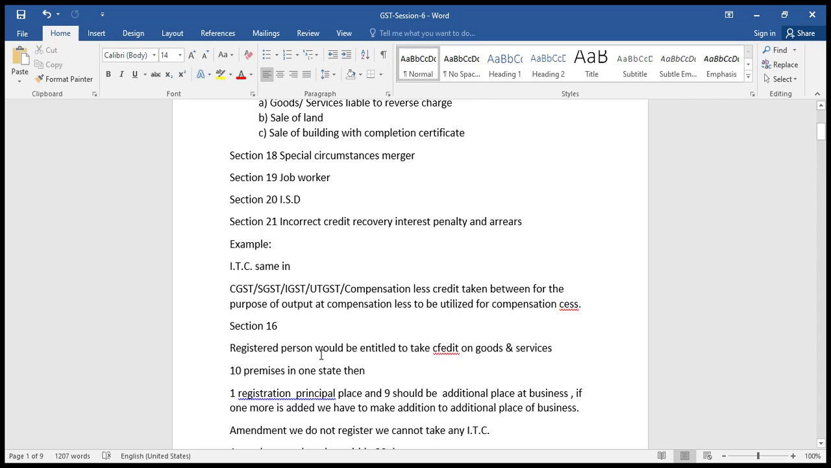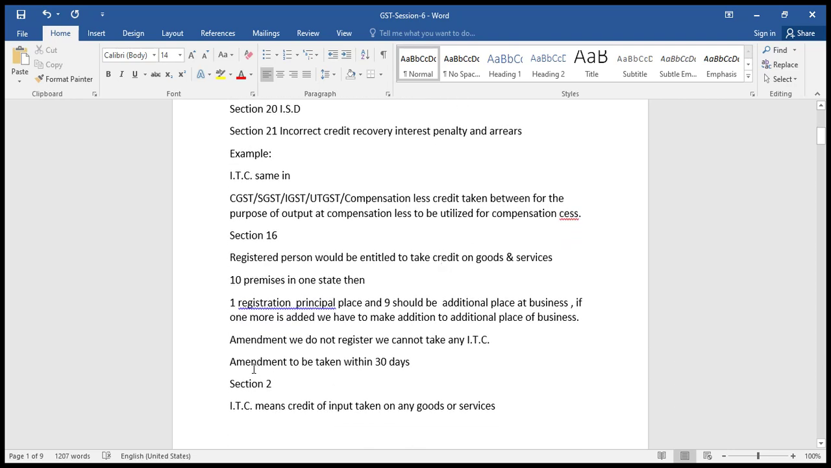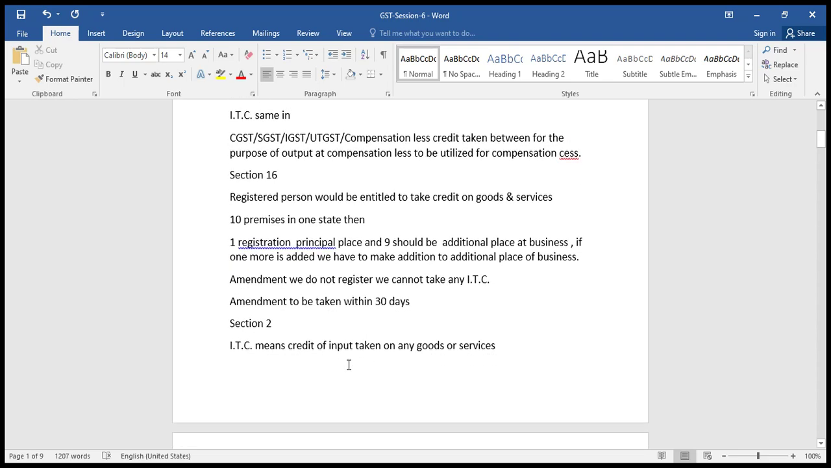Under Section 16, a registered person would be entitled to take credit of goods and services. With 10 premises in one state, there is one registration: one would be the principal place of business, and 9 would be additional places of business. If one more is added, then one more would have to be taken as an additional place of business. We do register an amendment; we cannot take any ITC if the premises is not registered as principal place of business or additional place of business. Amendment is to be taken within 30 days.